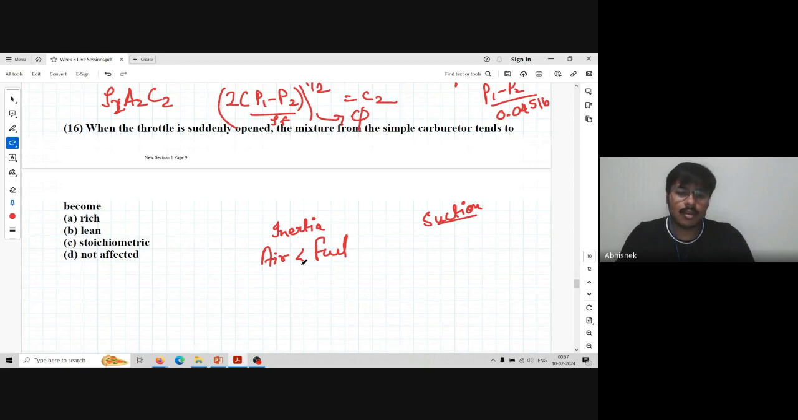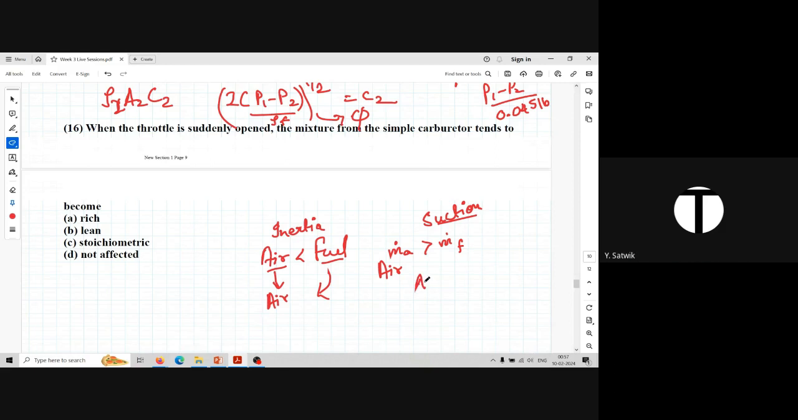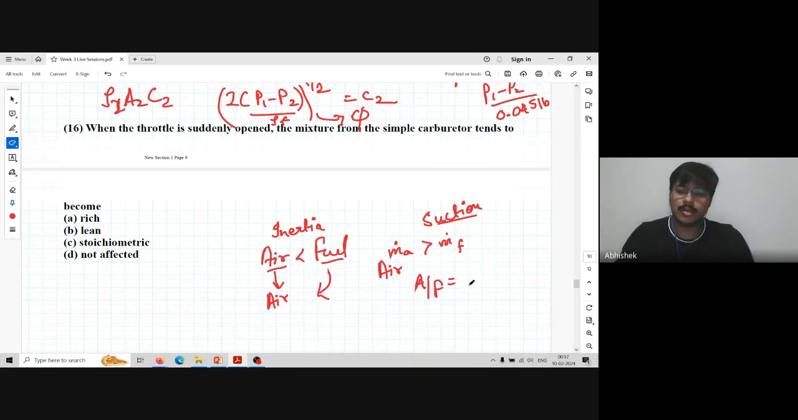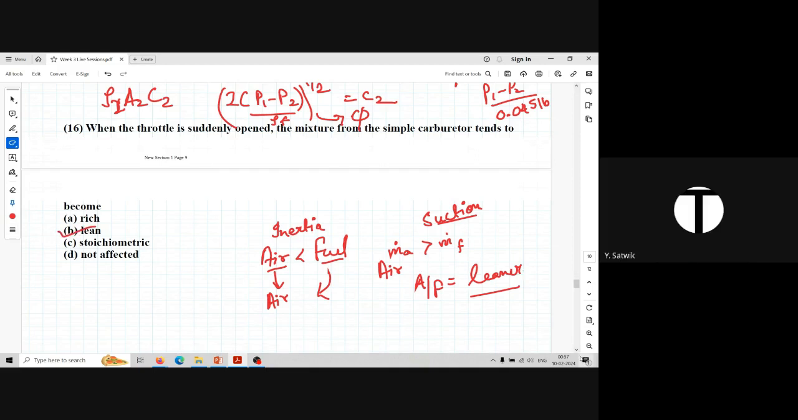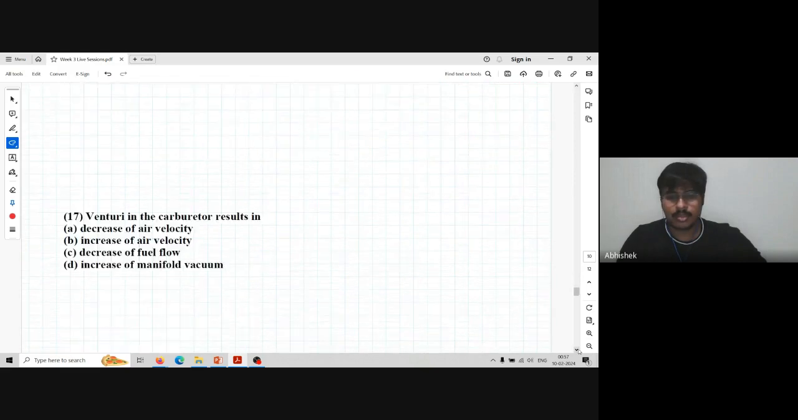which will move faster, air or fuel? Air. Correct. So air will move faster, which means the fuel will not get mixed properly. There will be more air, so the flow rate of air will be higher than the flow rate of fuel. So the air-fuel mixture will be leaner. You understood, right? So this is what is happening during the sudden opening.